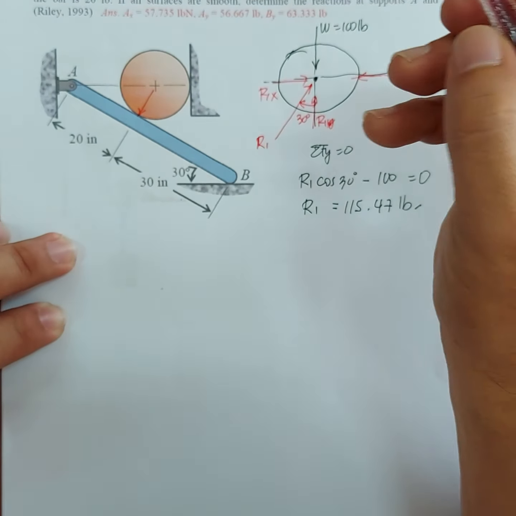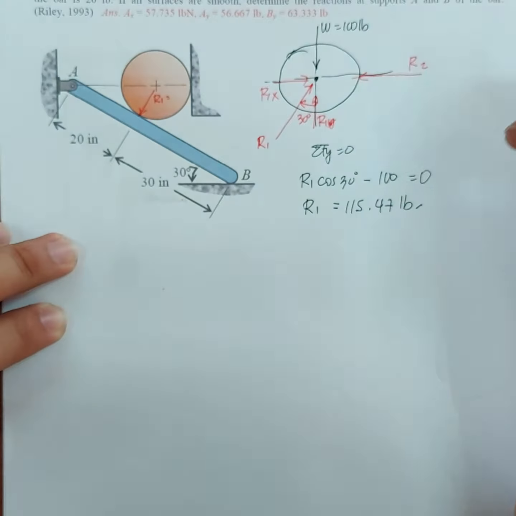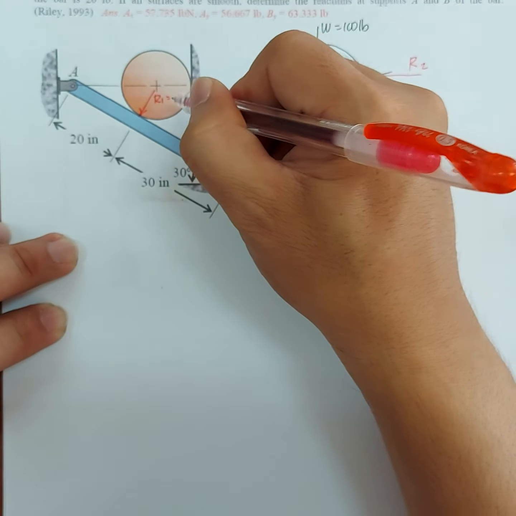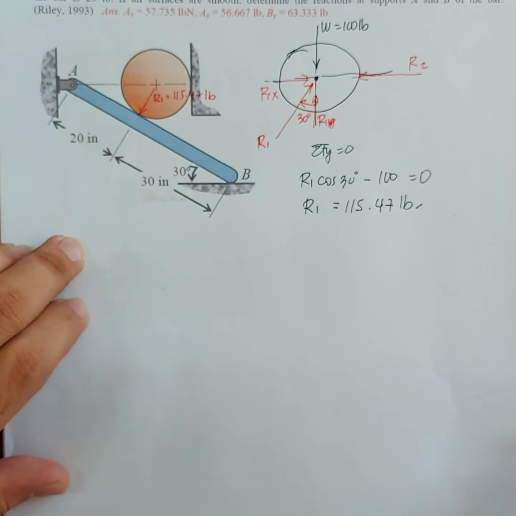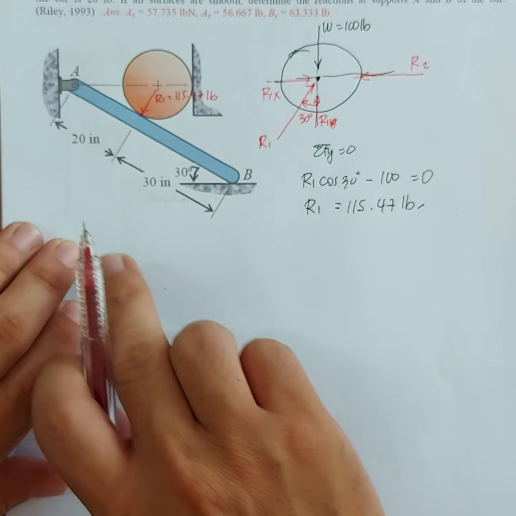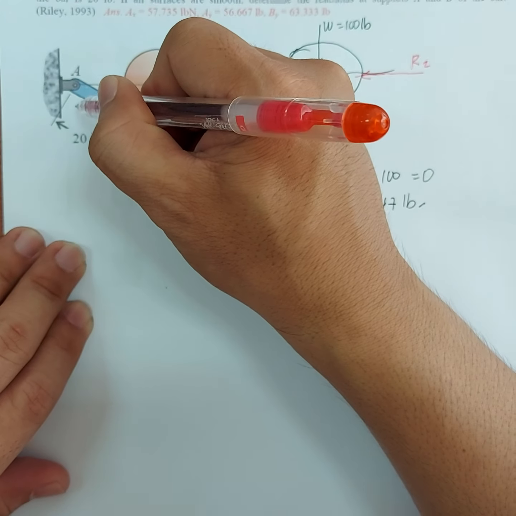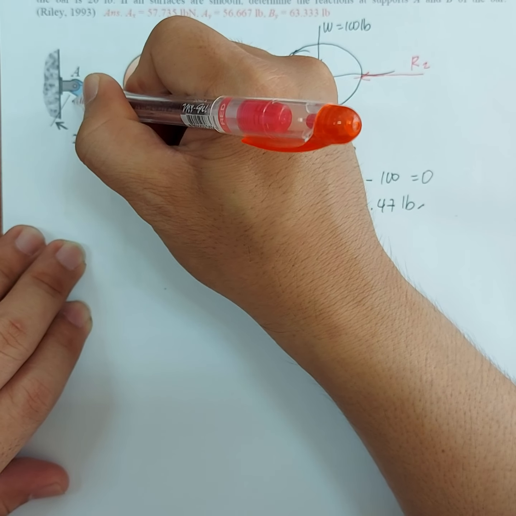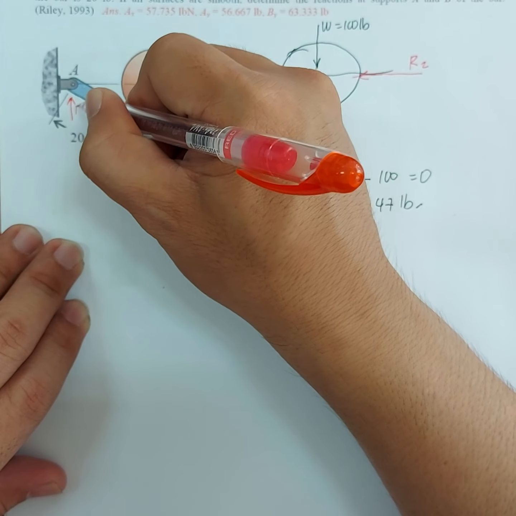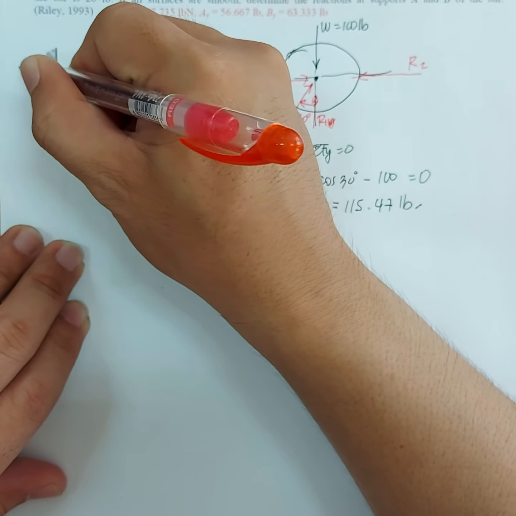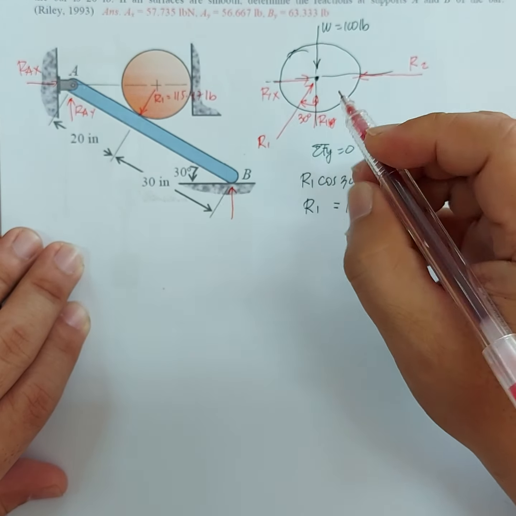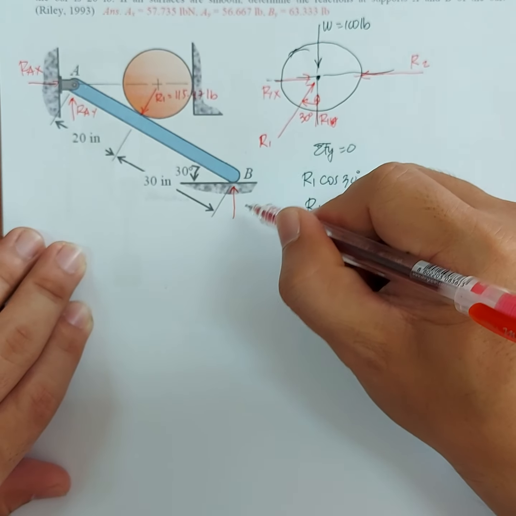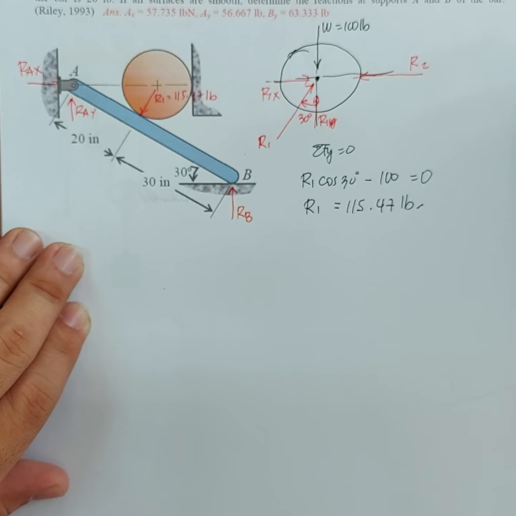Okay, so this is R1, which is equal to 115.47 pounds. Okay? And then, may reaction tayo dito sa may hinge A or pin A, so this is, let's say, RAY. And this is RAX. And then, smooth surface sa may point B. So, kapag smooth surface, perpendicular yung reaction relative to the surface. So this is, let's say, RB, the reaction at B.